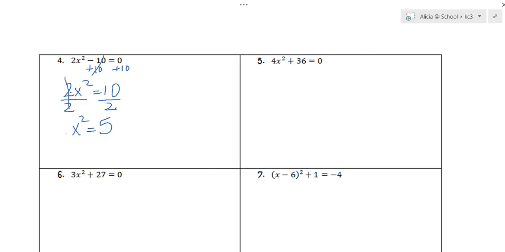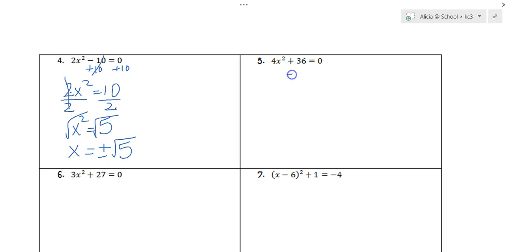I'm going to take the square root of both sides because I want to solve for x. So x is going to equal plus or minus the square root of 5. There is no square root of 5 to simplify, so I am done. Again, no i because there was no negative. All right, number 5. 4x squared plus 36 equals 0.